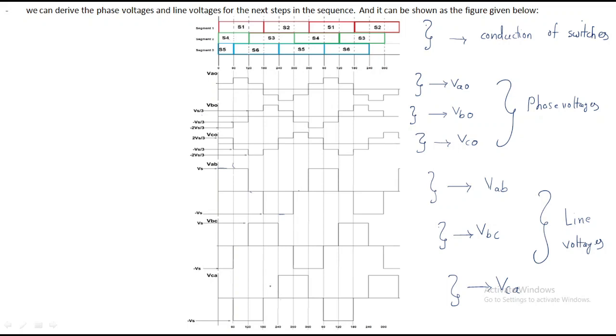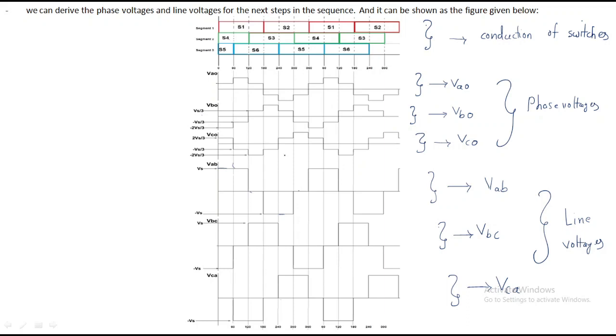This is the AC supply. It does not look like a sinusoid, but it has steps.